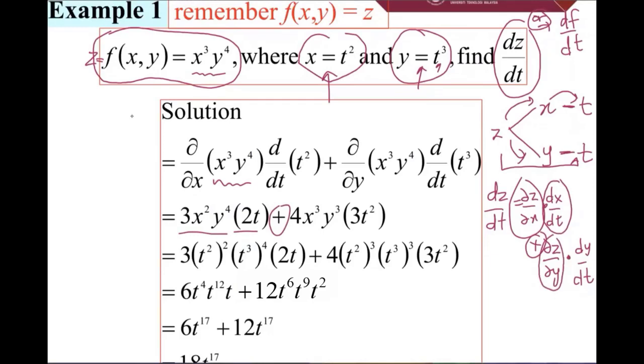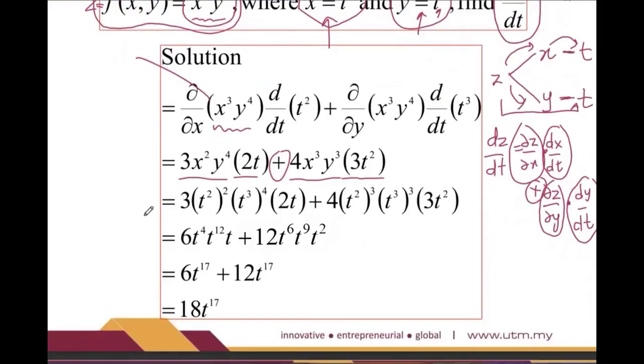del z del y. Class, can you try differentiate x to the power of 3, y to the power of 4 with respect to y? What do you get? x to the power of 3 stays, times y to the power of 4 with respect to y. We will get 4x to the power of 3, y cubed. And then dy dt. dy dt is 3t squared. After that, you simplify.